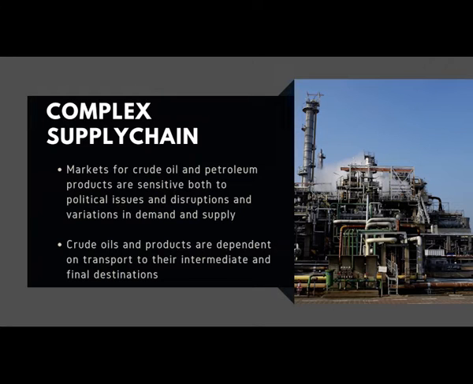Crude oils and products are dependent on transport to their immediate and final destination. The final destination can be the immediate towns and cities located adjacent to the refinery, or it can be the next state, or even it can be far off where the products are transported to through shipping.